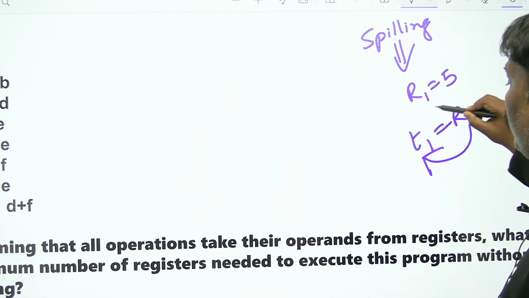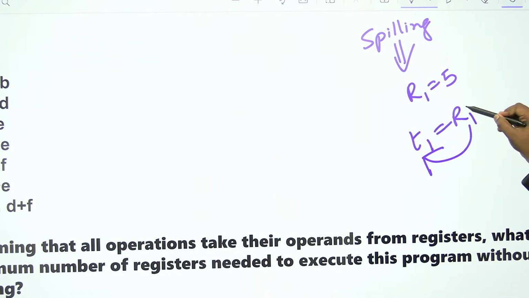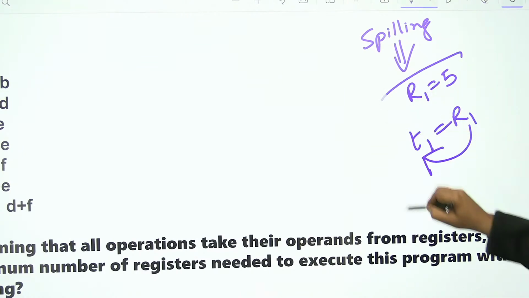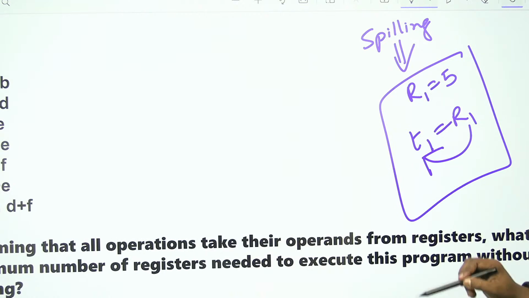R1 is equal to 5, T1 is equal to R1. Temporarily you are keeping R1 data in T1. This is called spilling. So without spilling means these kind of things are not allowed. Please be careful.